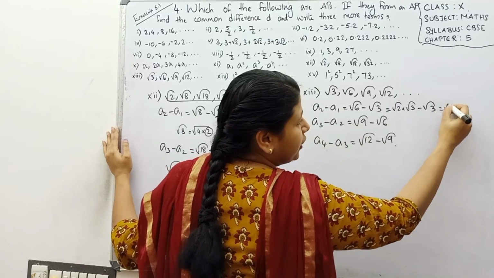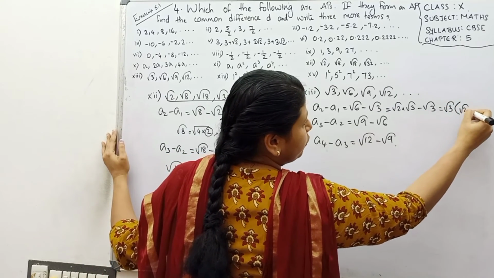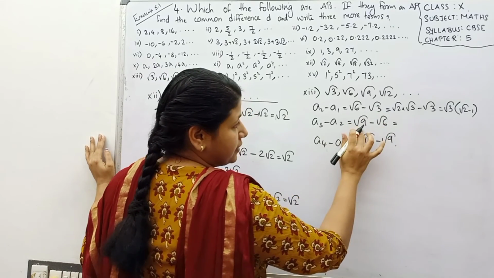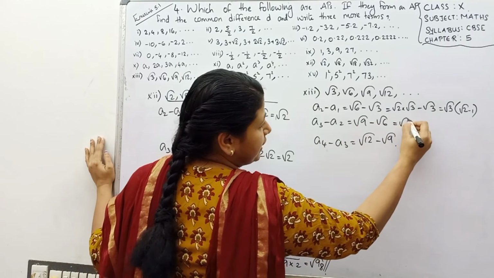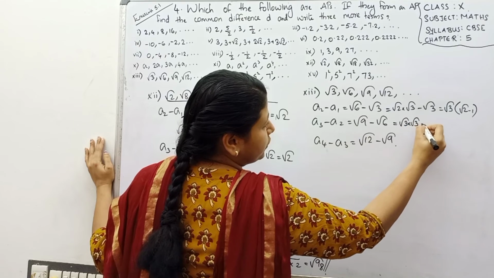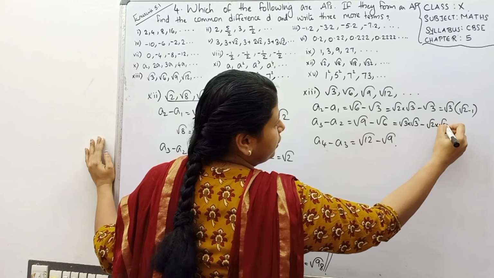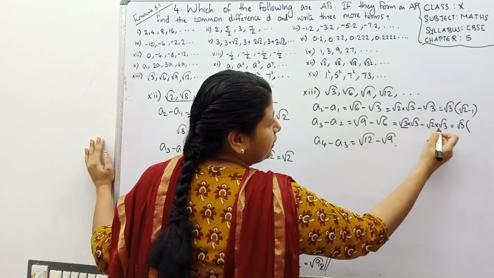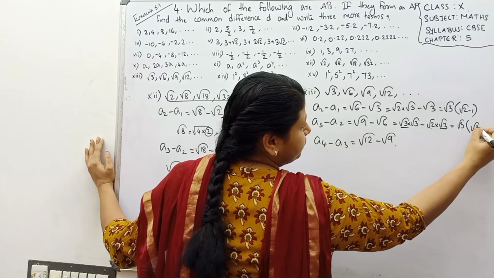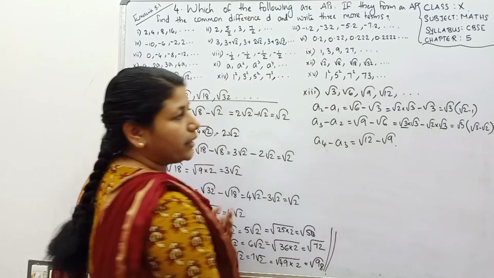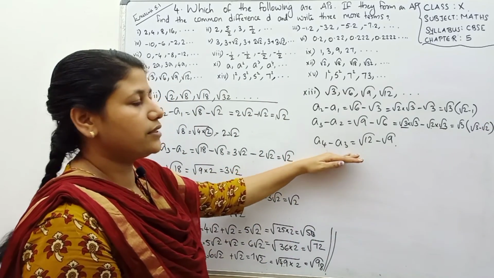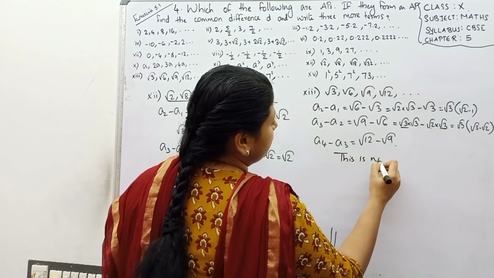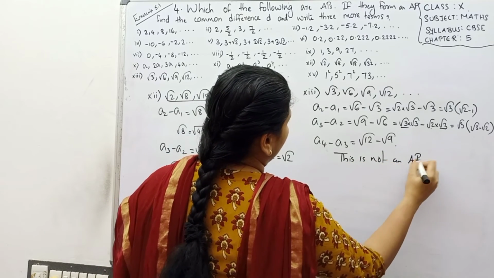All we can do is take this root 3 outside, then root 2 minus 1, this much only. In this case, root 9 can be written like this, root 3 into root 3 minus root 2 into root 3. You can take root 3 outside, then you will get root 3 minus root 2. See, we don't get any common term. So we can just stop here. We can write this is not an AP. This is not an AP.